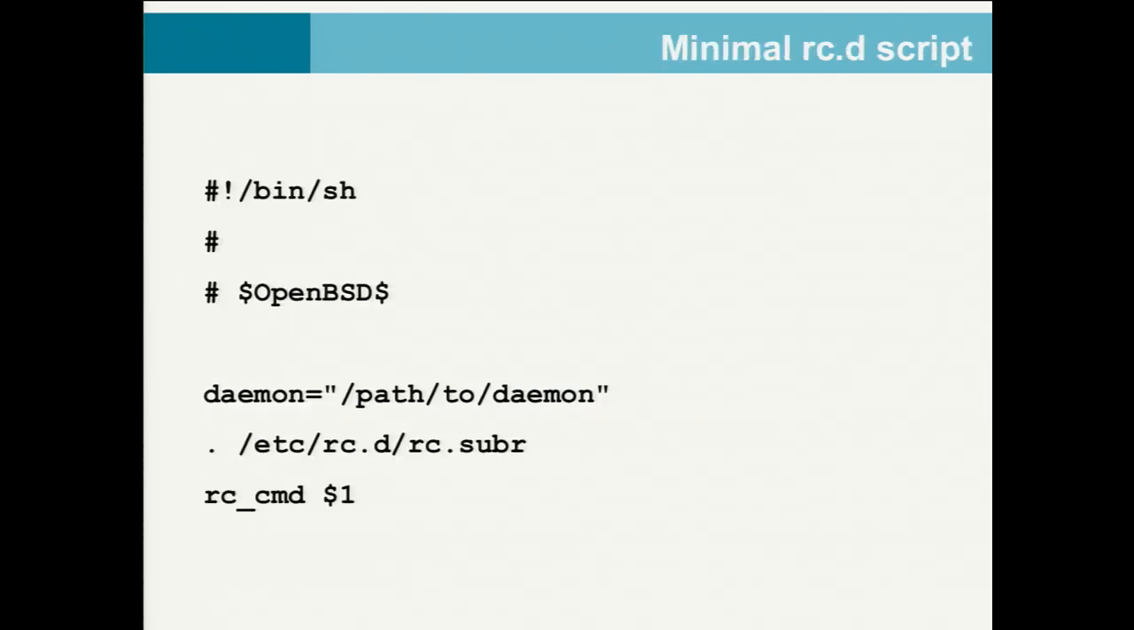So that's what a minimal rc.d script looks like. You have the shebang and then the daemon variable, which is the only mandatory variable, which is a path to the daemon you want to run. Then we are sourcing rc.subr, and we are passing it whatever action we want, start, stop, or whatever. It is small, but I would say about one half of the rc.d scripts in OpenBSD are just like that. So that's enough for most of the stuff. Of course, for packages, it's a bit different, because we have some weird stuff in there.